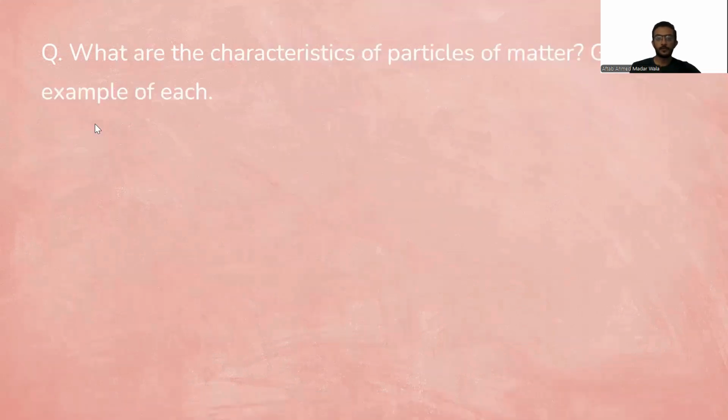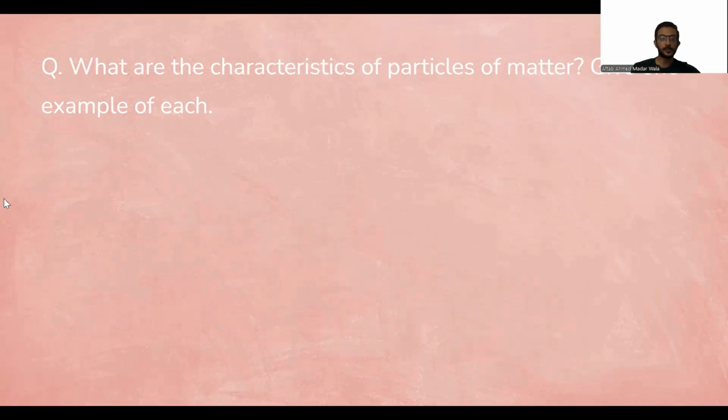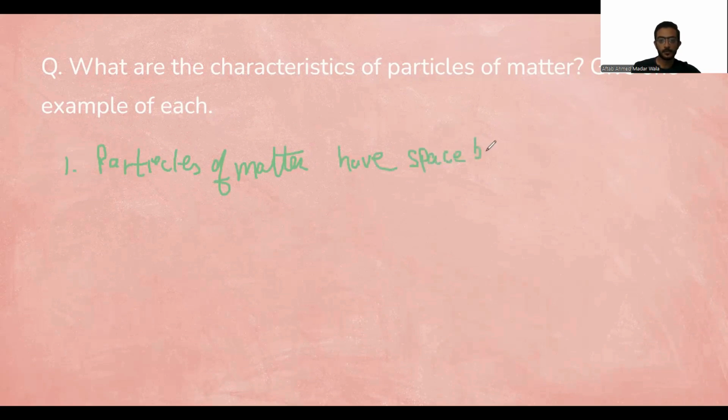Okay. The next question, what are the characteristics of particles of matter? Give one example of each. Okay, so we have seen the characteristics of particles of matter. What are those? First one, particles of matter have space between them, right? Particles of matter have space between them.